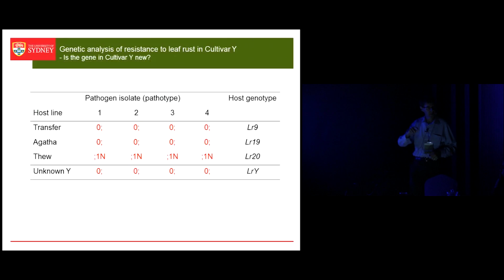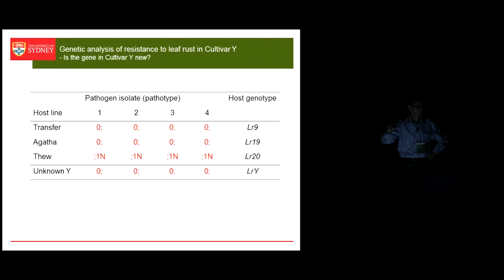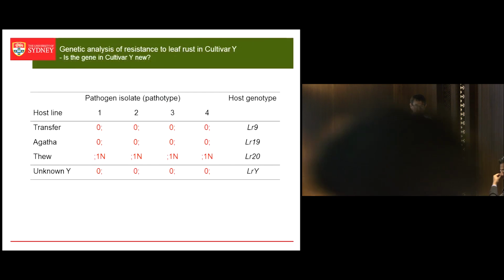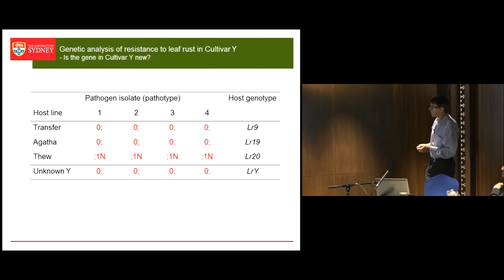All right, I did tell you this the other day. I said if it is LR9, it's the equivalent of a cross of big A times big A, big A. And the only genotype you can get out of that cross is big A, which of course will be resistant. So if we intercross this with Transfer and then look at the F2 and F3 progeny, and there are no susceptibles amongst those progeny, we would conclude that this gene is in fact LR9. If we did the same thing with Agatha, we would conclude that it's probably LR19.